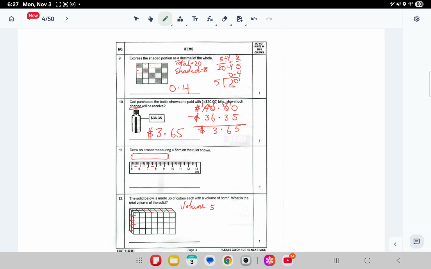So we know we have 56 cubes at a volume of 8 centimeter cube. So to calculate the total volume, it will be 56 multiplied by 8 centimeter cube, which is equal to 448 centimeters cubed.